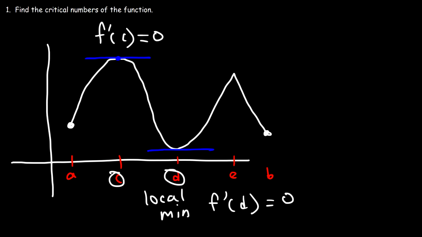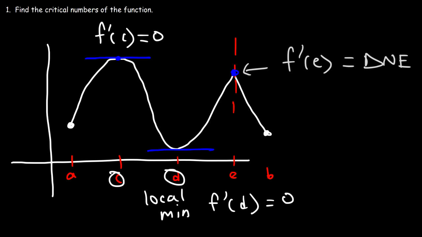Now, another point that's a critical number is at point E. Notice that we have a cusp. It's not differentiable at this point, but f of E has a value. E exists in the function. But because it's not differentiable, f prime of E does not exist. Nevertheless, E is still a critical number.